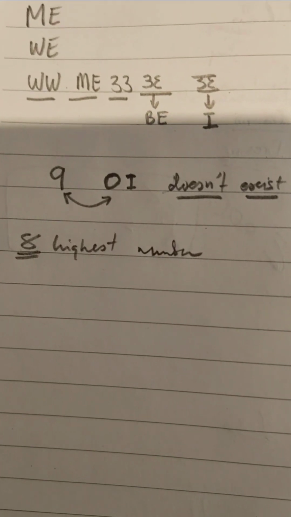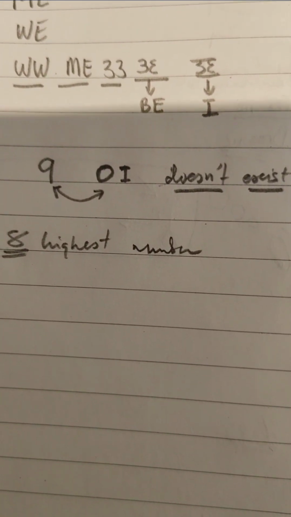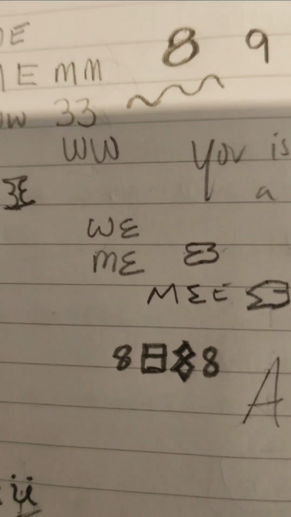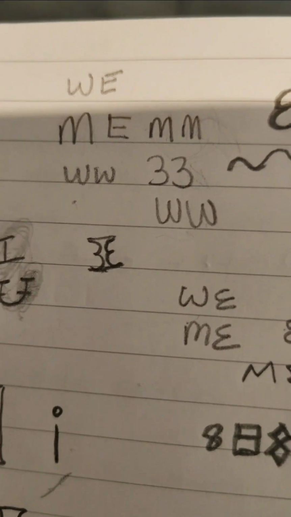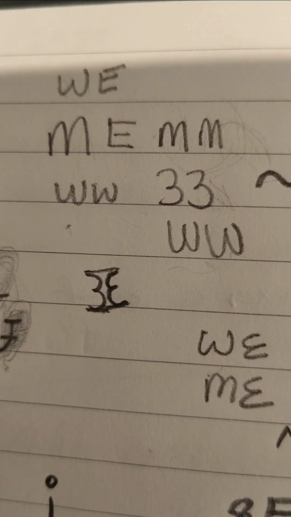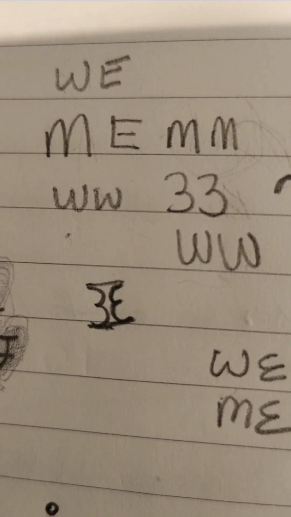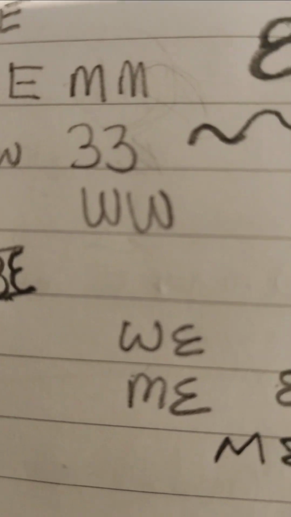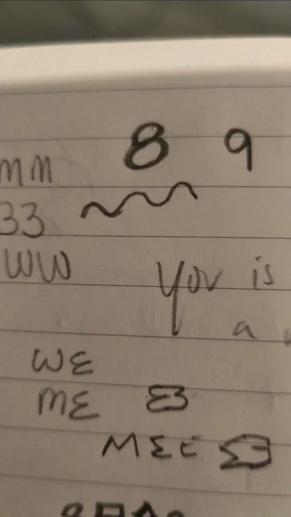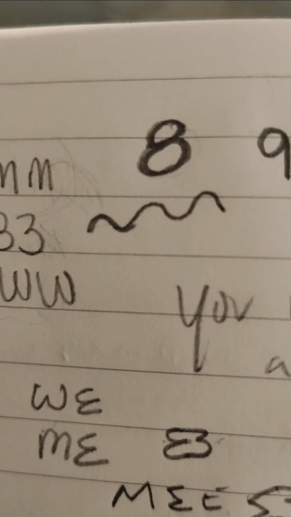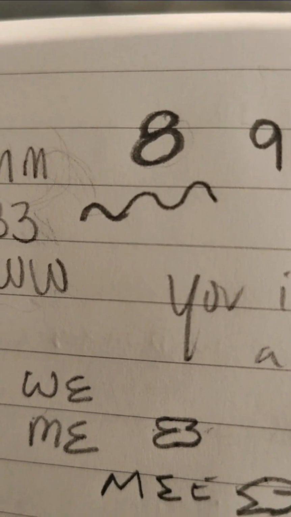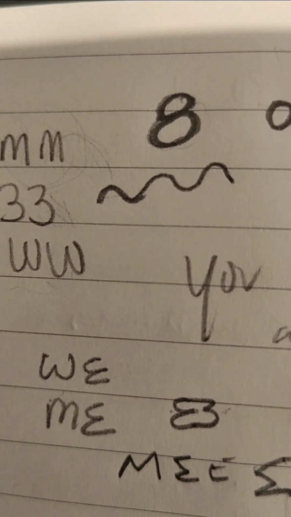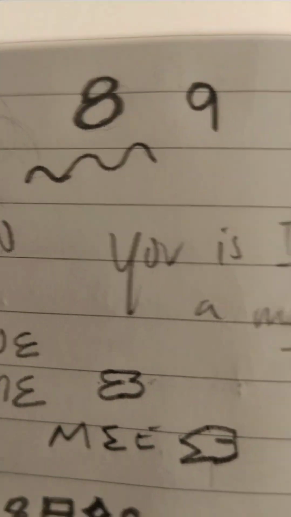So basically, me, which is the same as we, it can be flipped around in all different ways, even, but ultimately, it shows the highest number, which is infinity, or 8, yeah? Which is the sine wave.